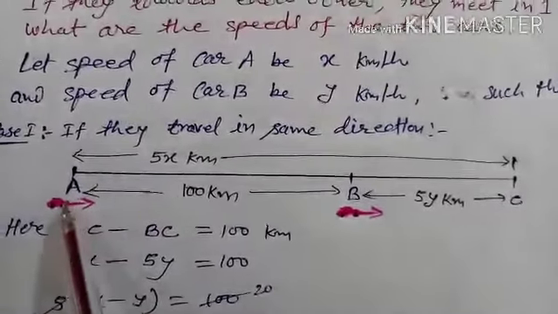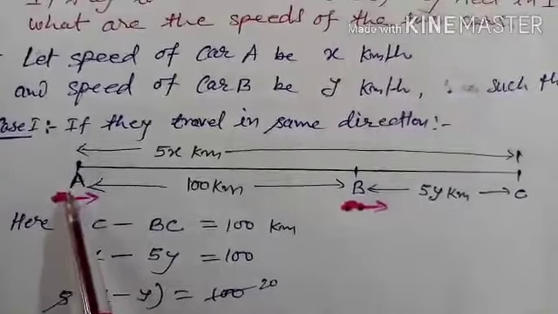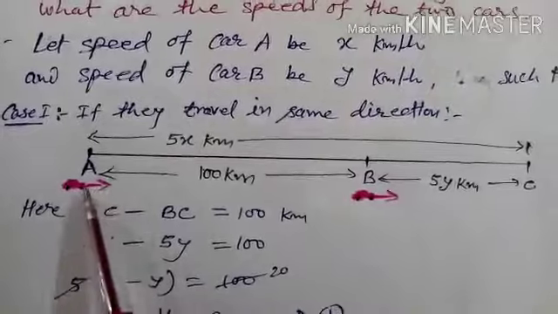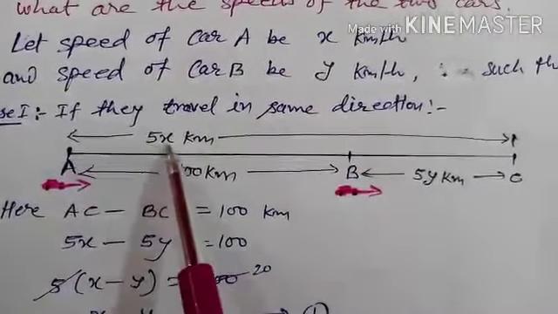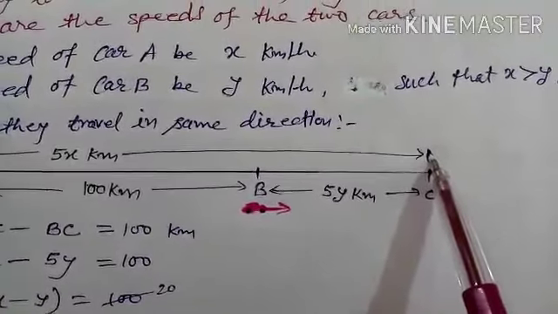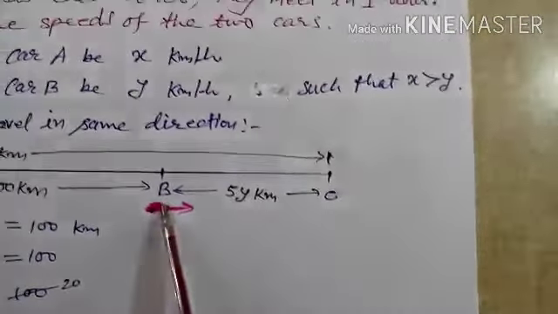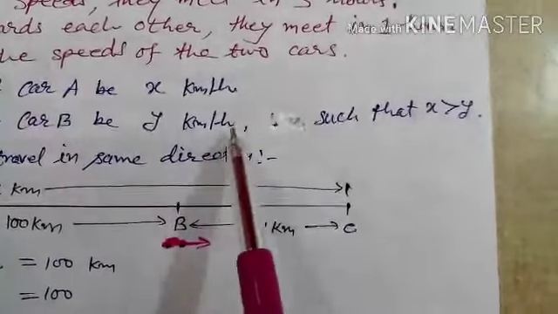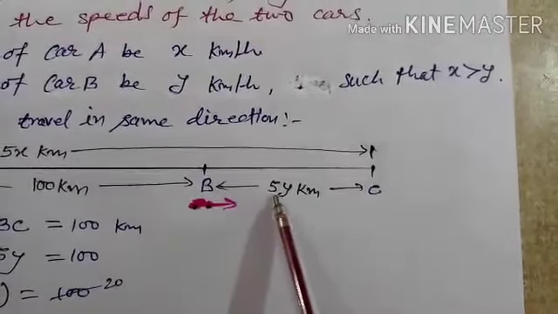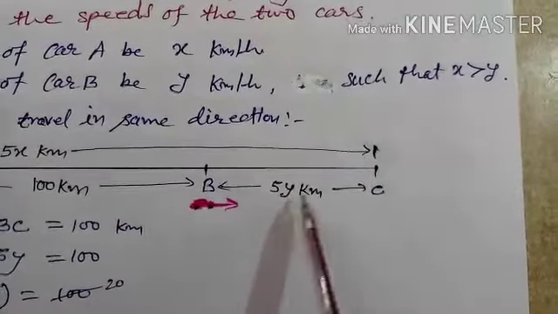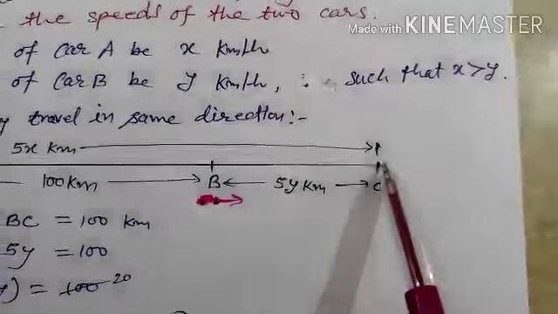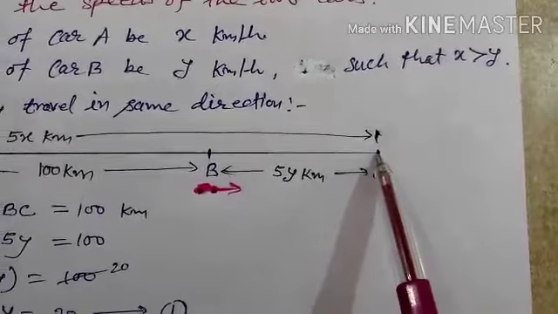Since the speed of car A is x km per hour, in 1 hour car A travels x km, so in 5 hours it travels 5 into x km, so total from A to C it is 5x km. Now the speed of car B is y km per hour, in 1 hour car B travels y km, so in 5 hours it will travel 5 into y km, so from B to C the total distance is 5y, and they will meet at point C.